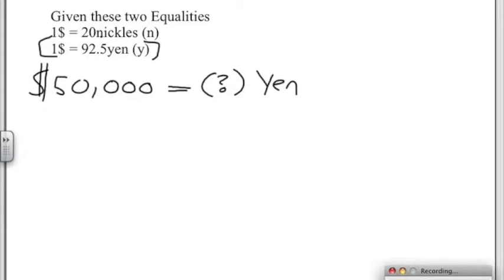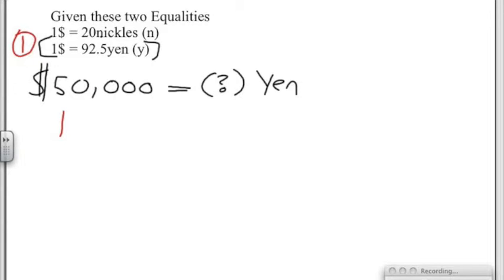So, all right, step one, identify the equality. That's what we just did. Step two, identify the conversion factor we're going to use. Well, there's two possible ones. Someone tell me the ones? There's two possible conversion factors we can use for this equality.